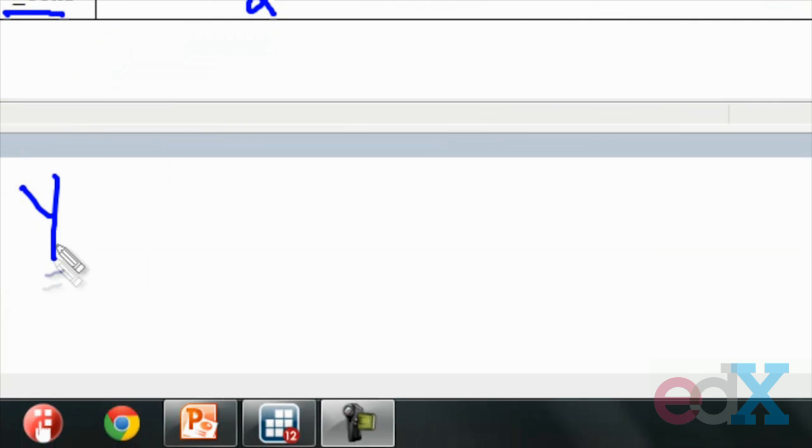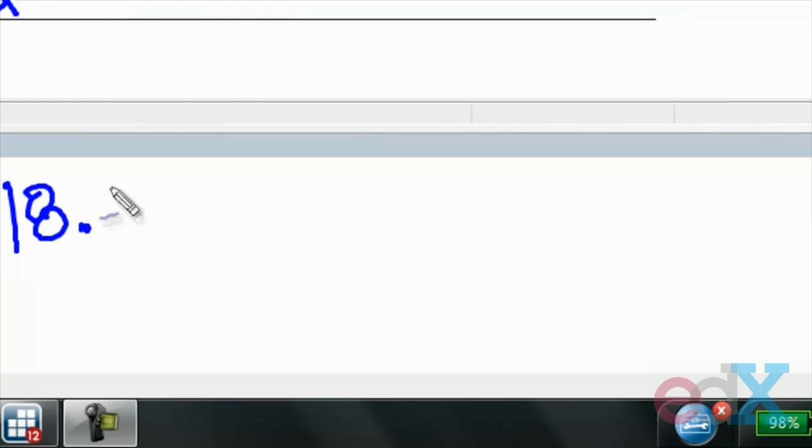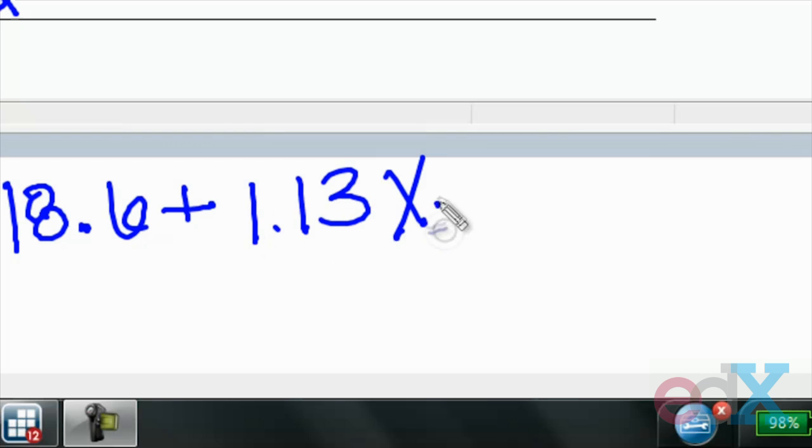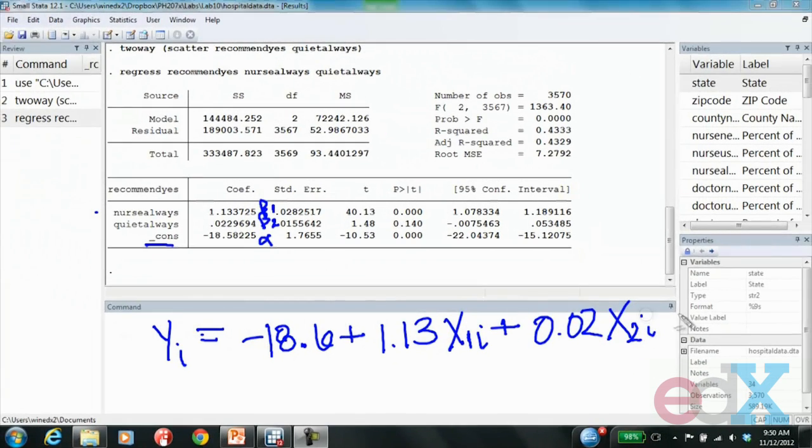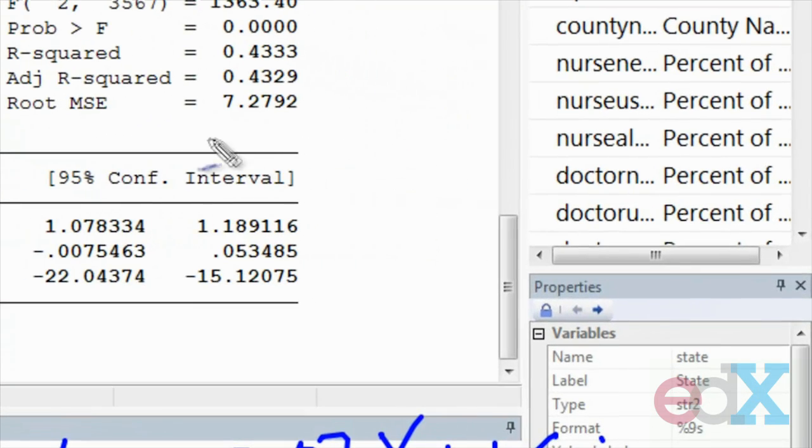So I can write down my fitted regression model as yi is equal to alpha, or negative 18.6, plus beta 1, 1.13 times x1, plus beta 2, 0.02 times x2, plus some residual error. And I estimate that this residual error follows a normal distribution with mean 0 and variance equal to 7.28 squared. Let's go ahead and look at the interpretation of our coefficients.